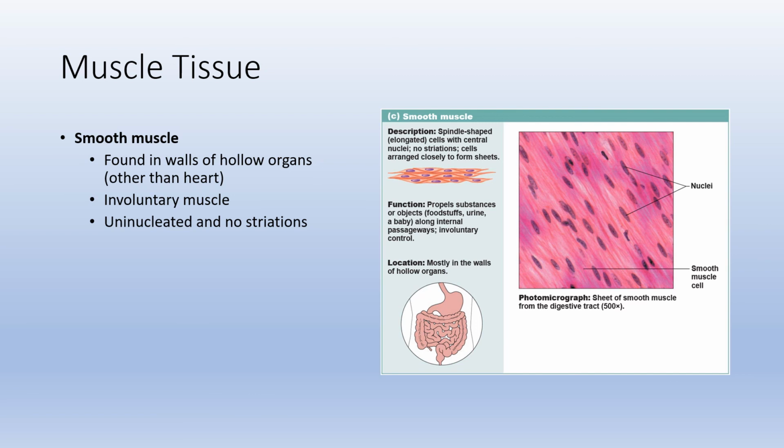And the last type of muscle tissue is smooth muscle. Smooth muscle is found in the wall of hollow organs except for the heart. So examples could be your respiratory airways, the urinary bladder, and the digestive system. Smooth muscle tissue is also involuntary. We do not have conscious control over it, and the cells that make up this tissue are uninucleated. It's named smooth because it does not have striations or alternating bands of dark and light.